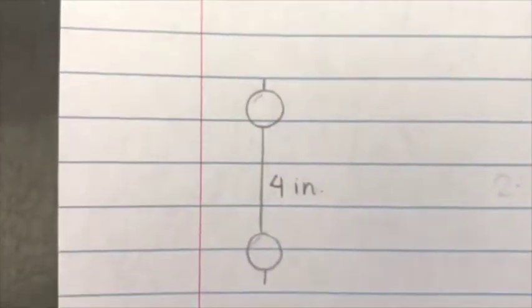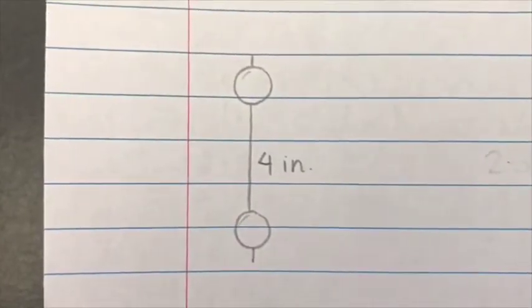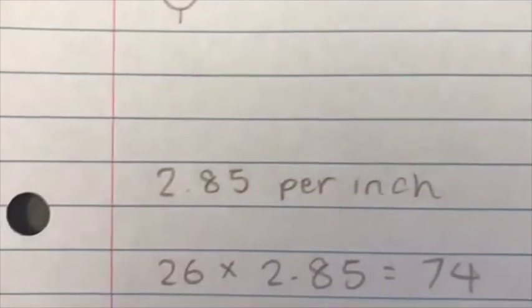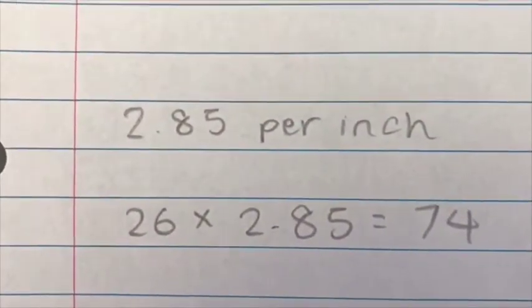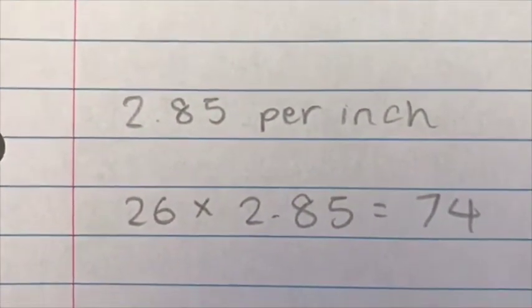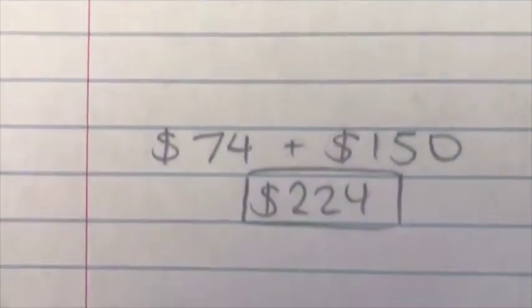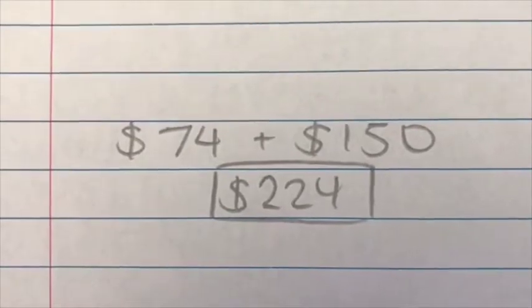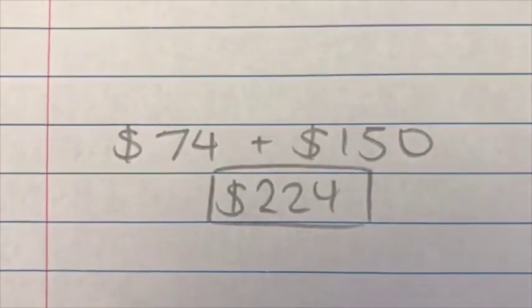Looking back at the necklace, you see that there are 4 inches of chain between each pearl. So adding the diameter of each pearl plus the empty lengths of chain, you can see that the entire length of chain is about 26 inches long. And if the chain is $2.85 per inch, the chain costs $74. So adding the chain plus the pearls, 74 plus 150, you get $224 as the total cost.